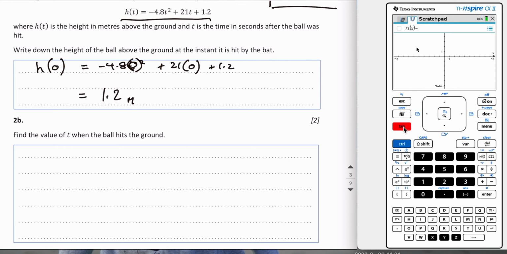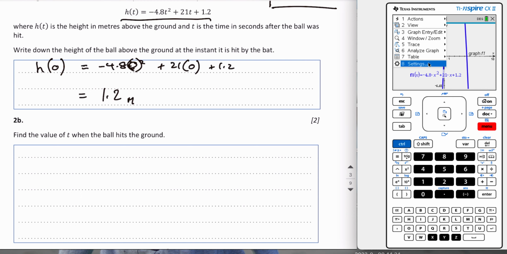We're going to type in the function, which is going to be negative 4.8. Now, the calculator works in x and y, so we have to input x as our variable rather than t. So that's 21x, and that's going to be plus 1.2. Okay, so we can see that the ball goes up off our screen and then comes back down.